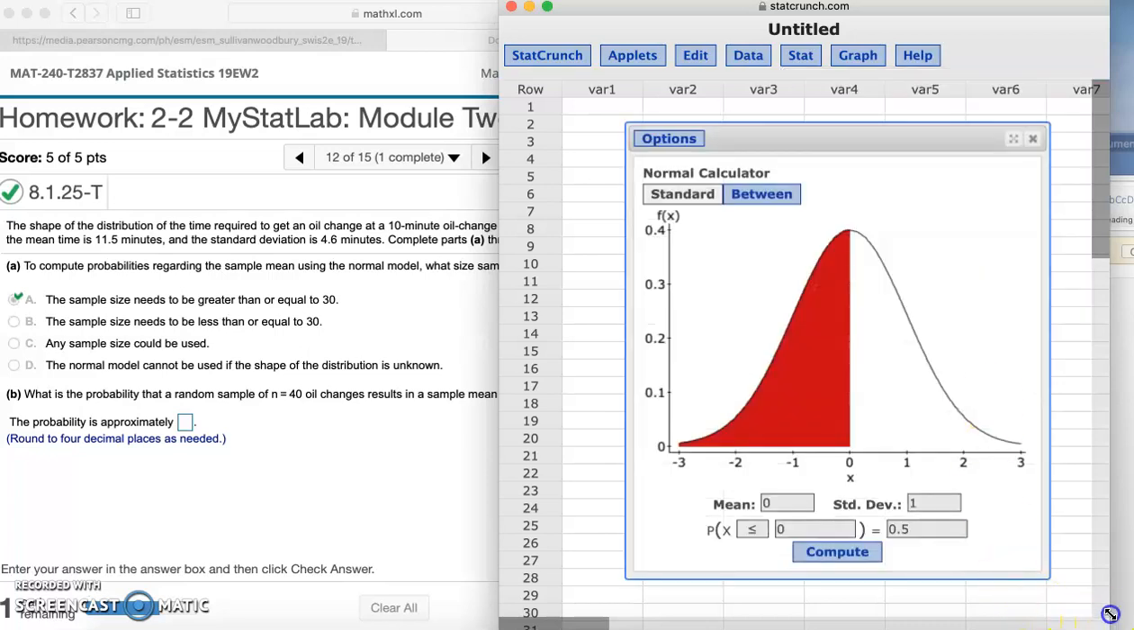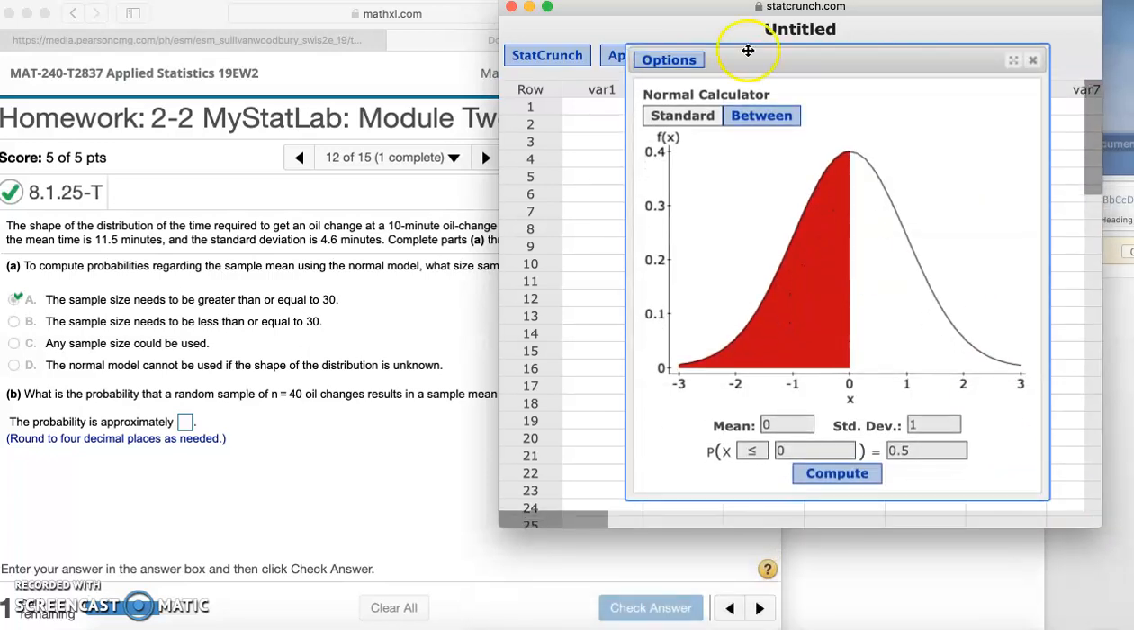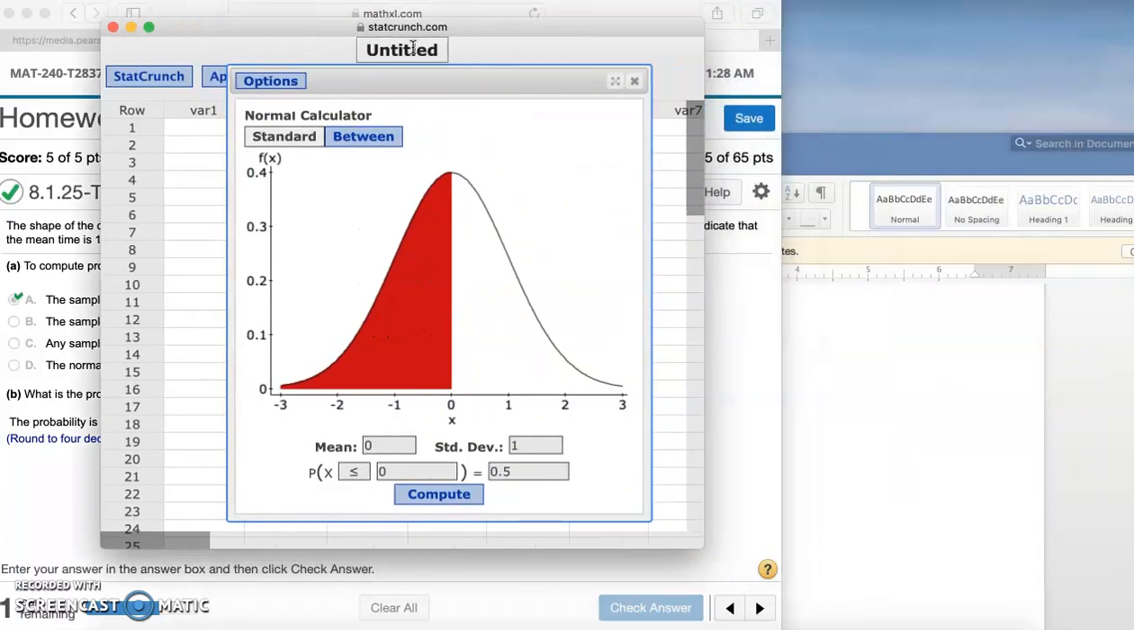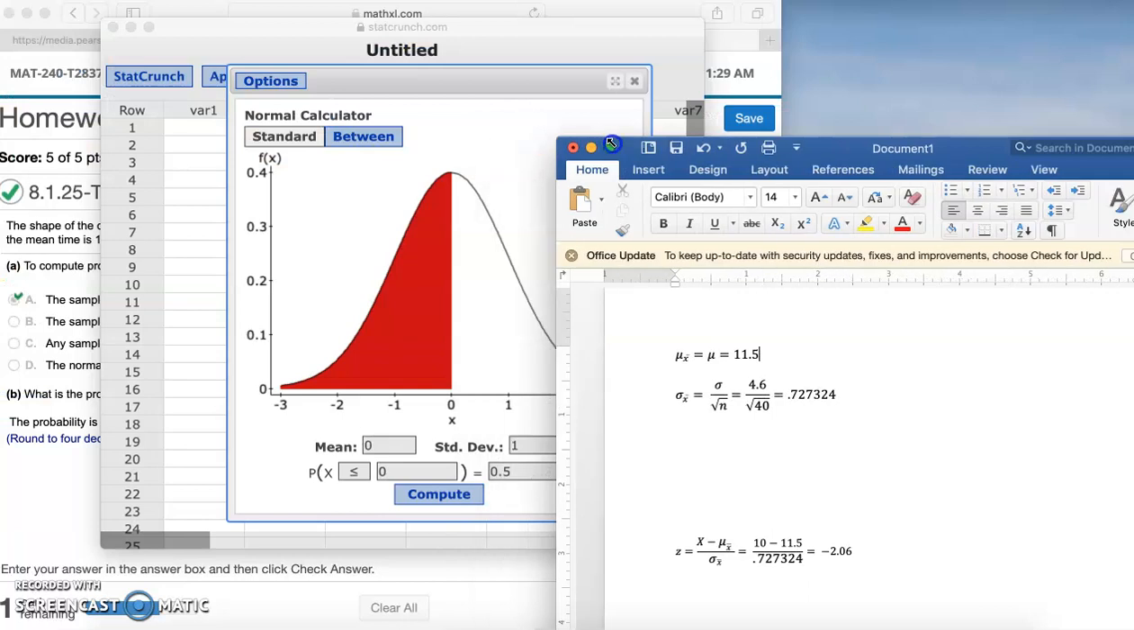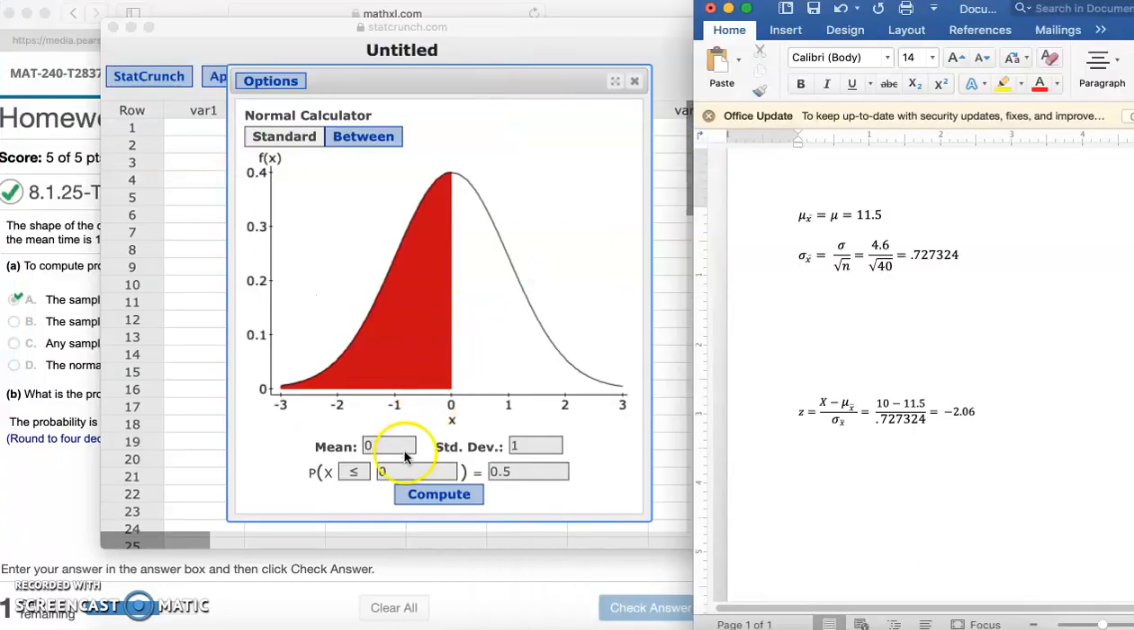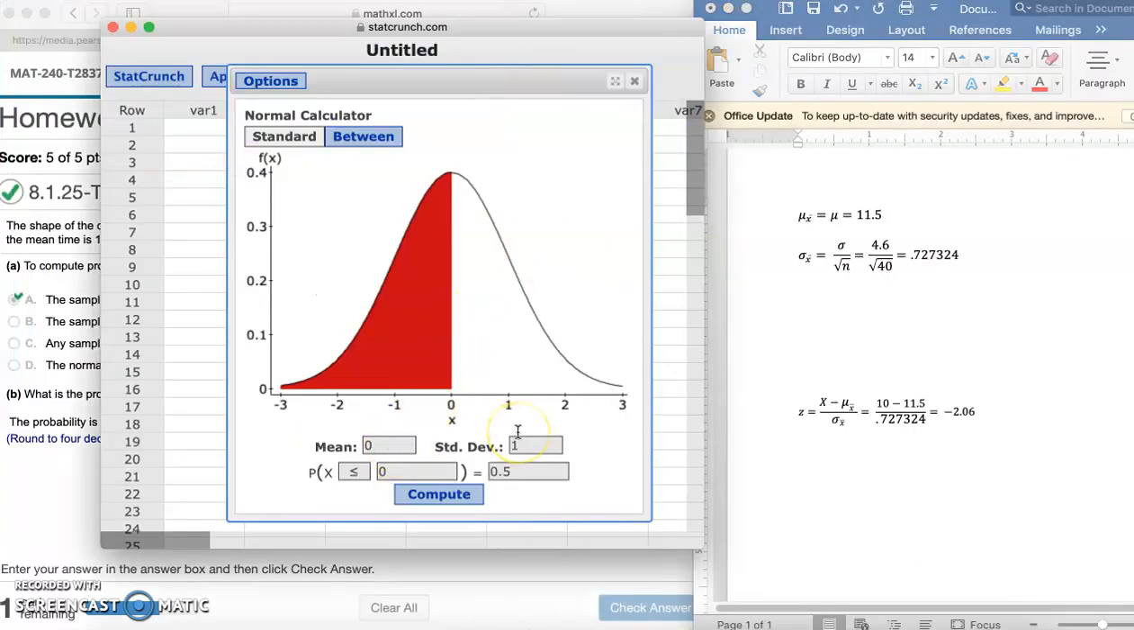Again, we're using this normal calculator along with the mean and standard deviation that we just found. Notice when you open it up, it automatically assumes a standard normal distribution. That means it assumes that your mean is 0 and your standard deviation is 1.